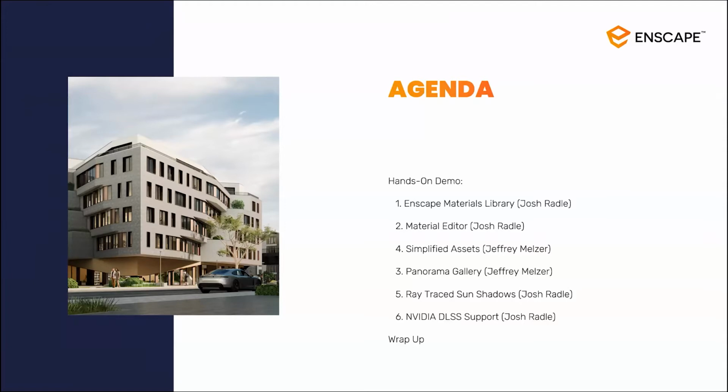What we're going to talk about today is the new features of 3.1. So what we're going to talk about is the new Enscape material library, the new material editor, the revamped material editor overhaul, and then the material editor for Revit now. Then we're going to get into simplified assets, our new Panorama Gallery. Then we're going to talk about some ray trace sun shadows and NVIDIA DLSS support.